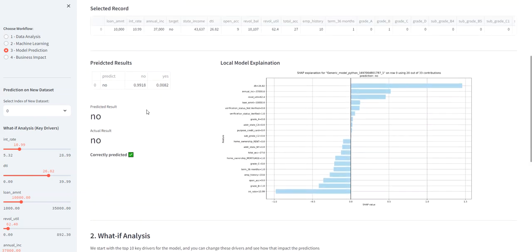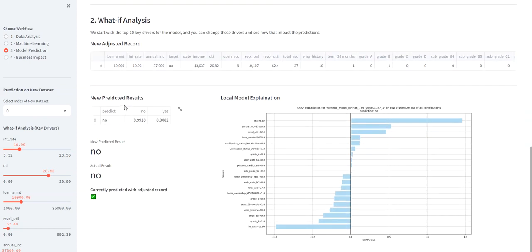This is a very good, like a no example, right? We predict this should be a good loan. Or you can also use what-if analysis.